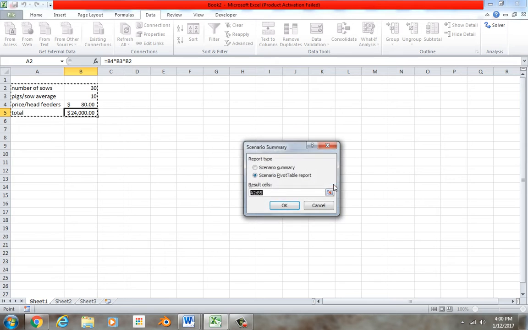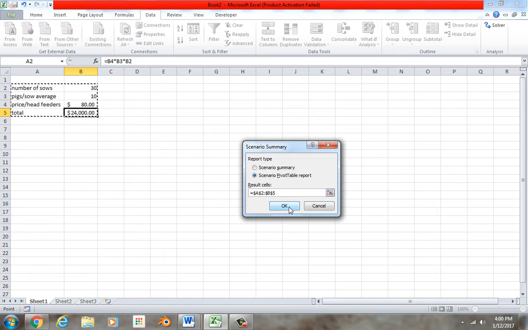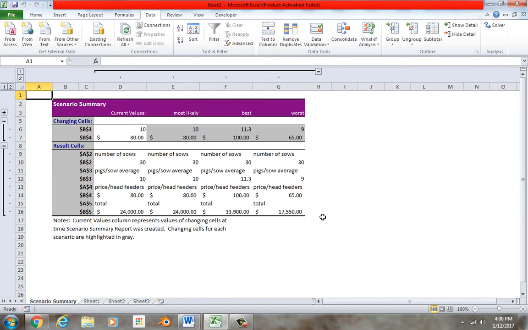If you click on Summary, notice I highlighted the whole table. So I want to make a summary of that whole thing. And I want a scenario summary right here. Voila. So here it is. What I've got here is this.